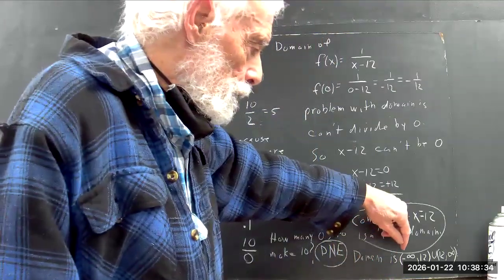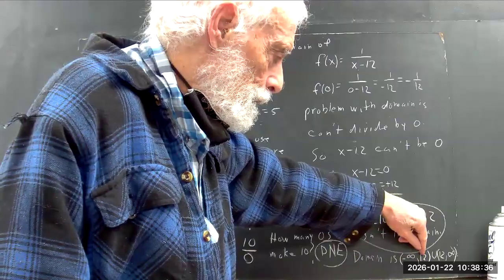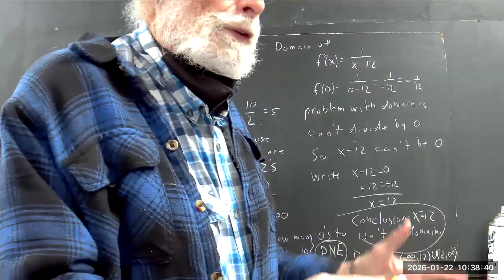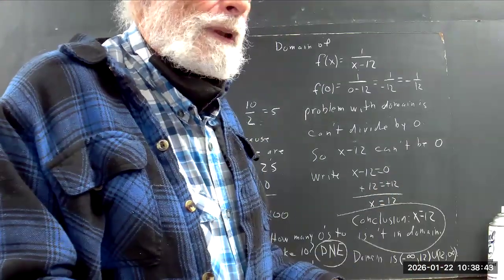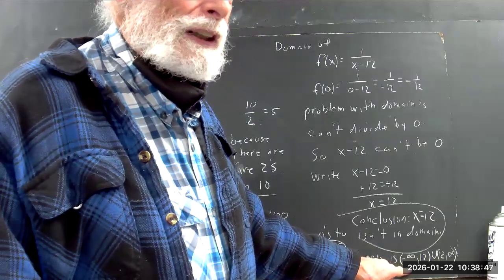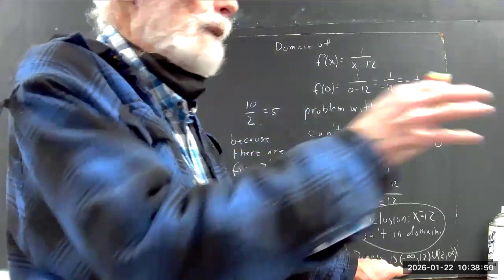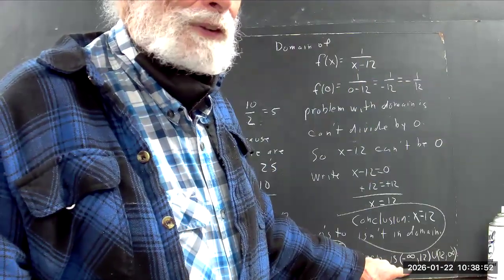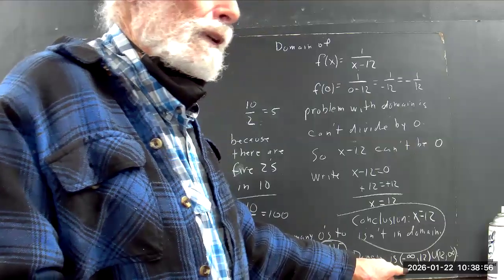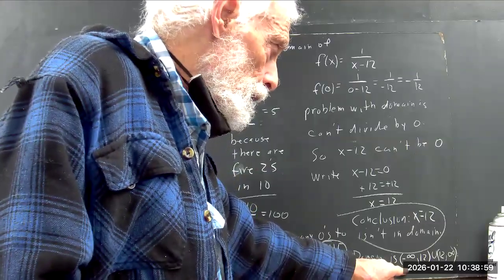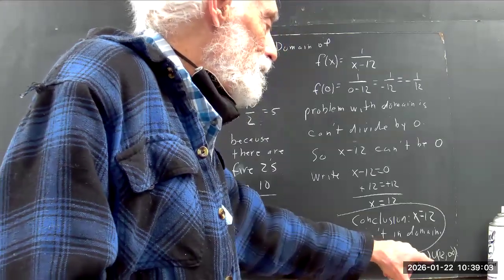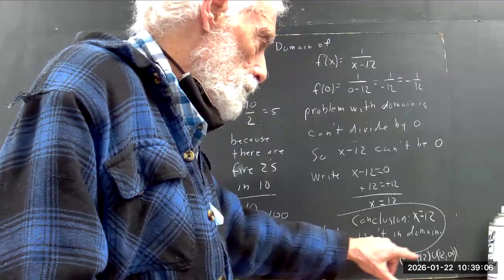I write it as the interval from negative infinity to 12, but I'm using parentheses rather than square brackets. The parentheses tells you that negative infinity isn't included because negative infinity isn't a number. It's just something you can keep approaching. You never get there. There's no such number in the real number system. So it won't be included, but everything up to negative infinity will be included.